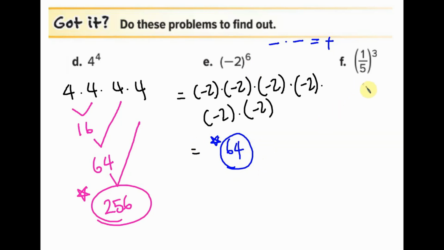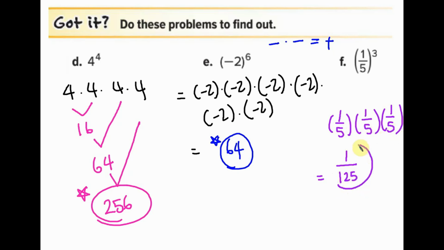The next one is when you have 1/5 three times. Make sure that you know how to multiply a fraction, because in this case, when you're multiplying numerators by numerators, it becomes 1, over 5 times 5, I'll get 25. 25 times 5, I'll get 125. And that's how I know this will be my answer.